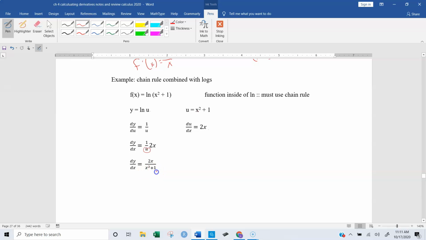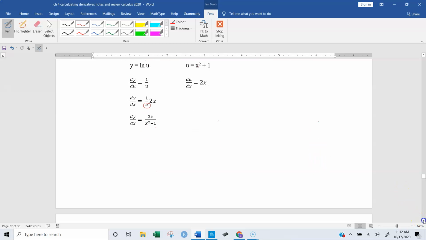So what we really have is x squared plus 1 in the denominator, and 2x in the numerator. So what you did, if you remember, this is 1 over x, so it's 1 over the original, times the derivative of the function, which is 2x. You can do that in one step. You are more than welcome to.